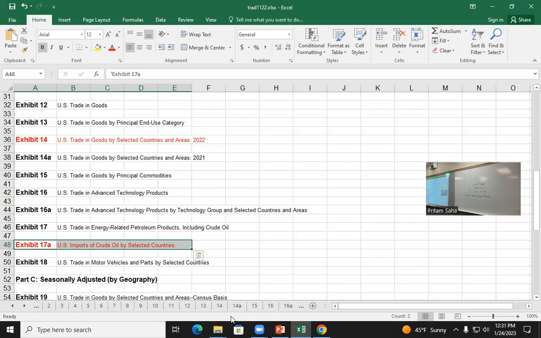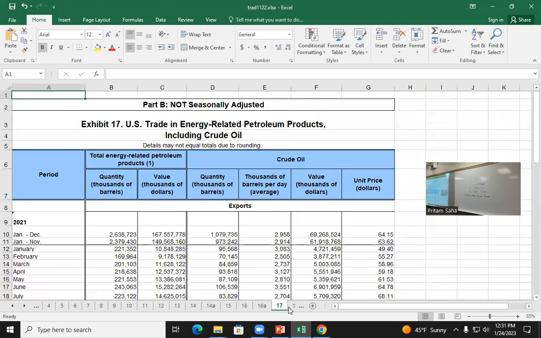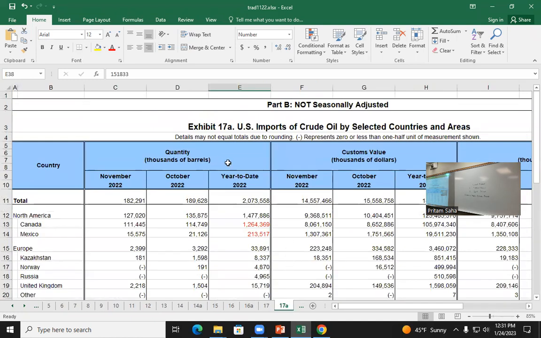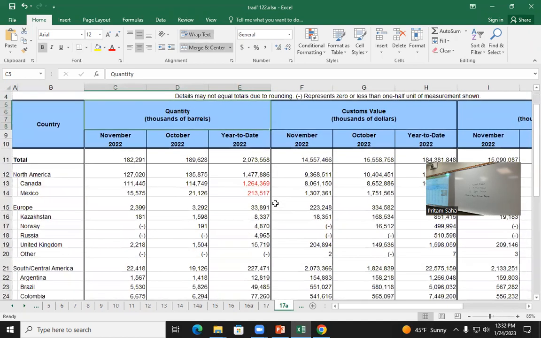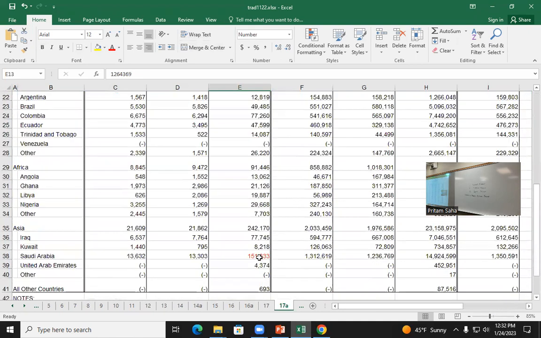Go to 17A. This is basically in terms of quantity of imports. You can see Canada, Mexico, Saudi Arabia. So from Saudi Arabia, this is the number one import of crude oil, and the second one is Canada.